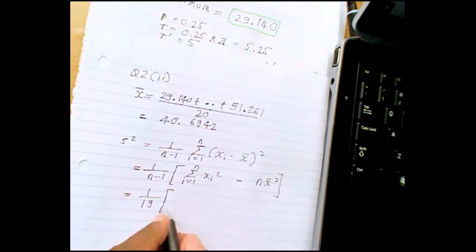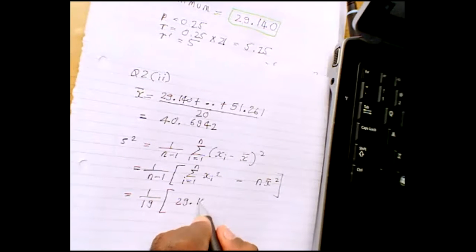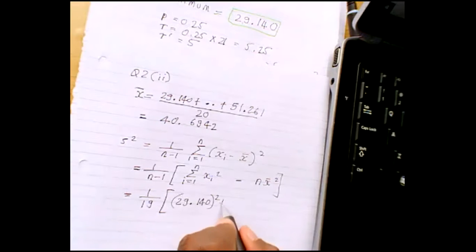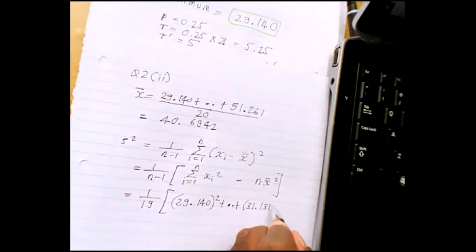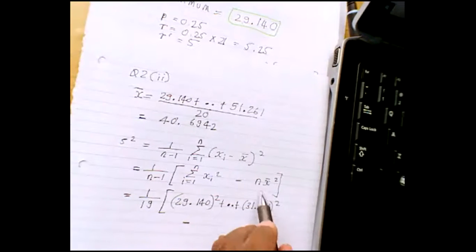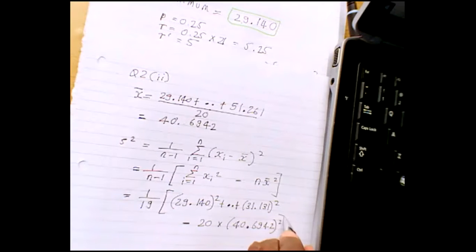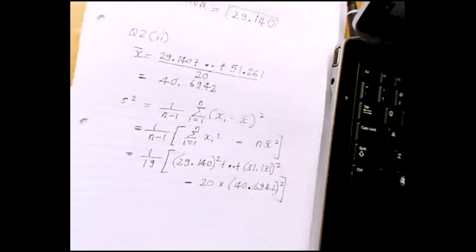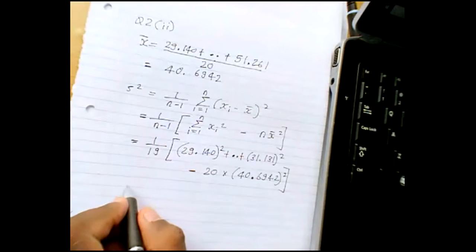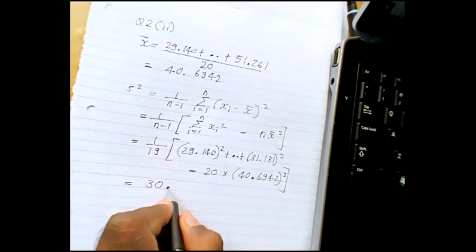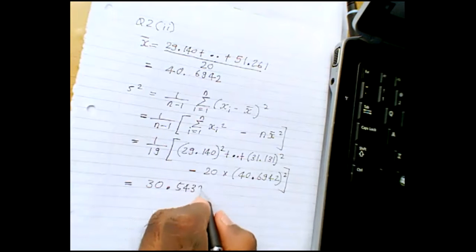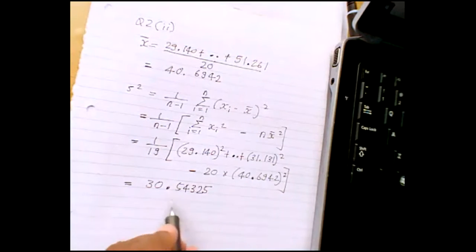Now the sum of xi squared is going to be the first data squared, up to the last data squared, right? And then minus n, which is 20, times x bar squared, this is your x bar, so it's going to be 40.6942 squared, right? Now if you work this out, guys, this will be equal to 30.54325. Right? So this is the sample variance.